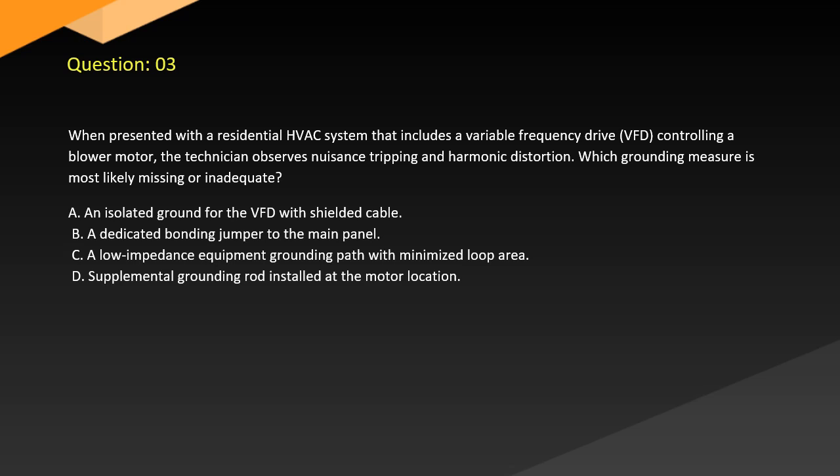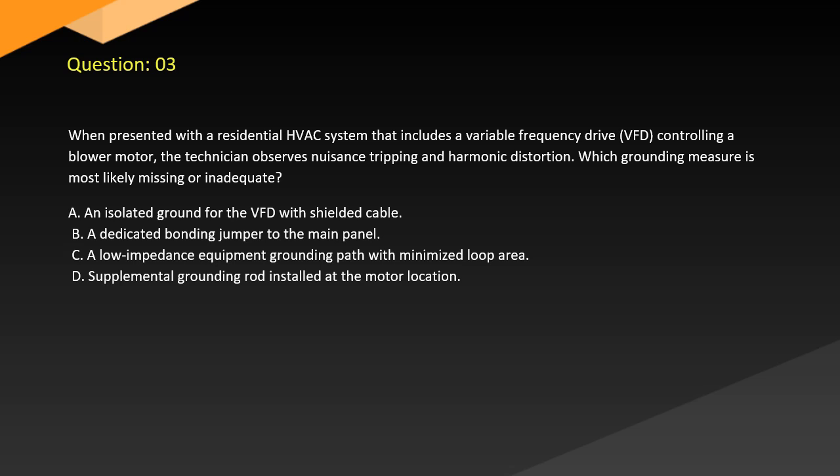Question 3. When presented with a residential HVAC system that includes a variable frequency drive (VFD) controlling a blower motor, the technician observes nuisance tripping and harmonic distortion. Which grounding measure is most likely missing or inadequate?